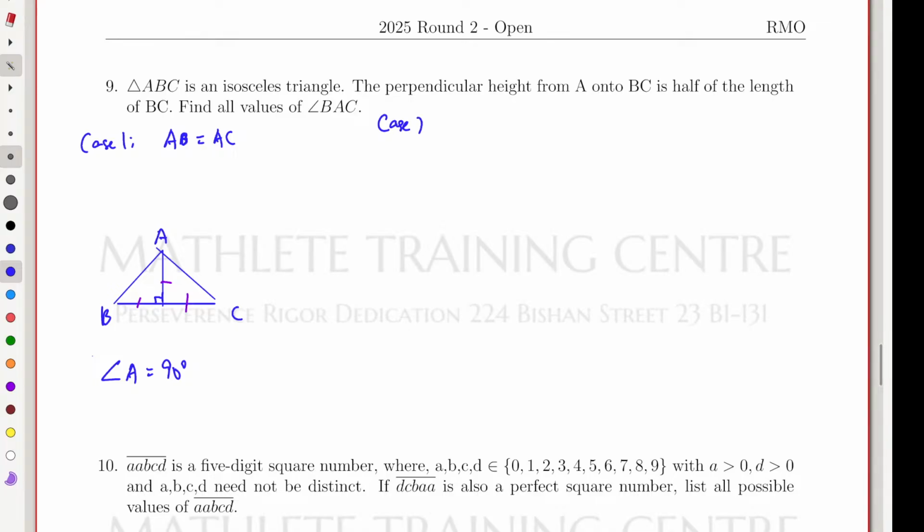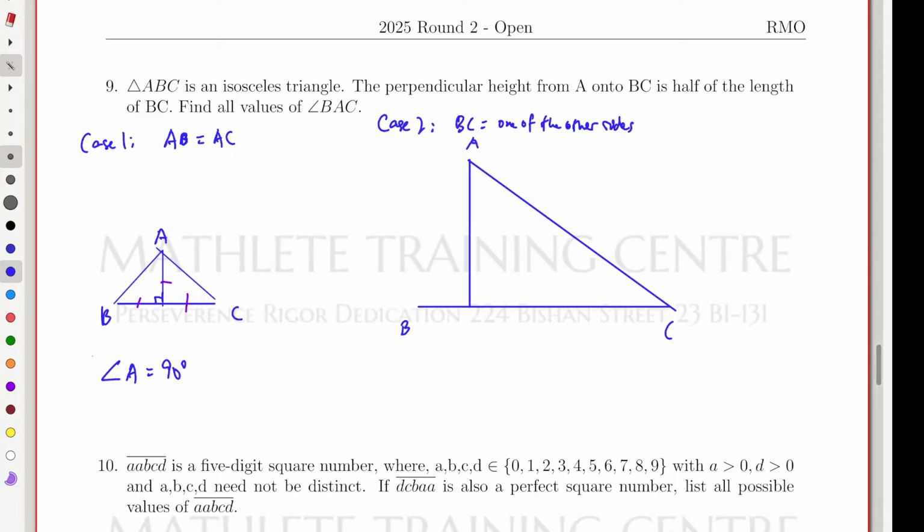Okay, case 2 will be the other two cases, which is that BC equals to one of the other sides. Now, it doesn't really matter whether BC is equals to AB or AC because it is the same as symmetry. Okay, so let's say that this is BC, right? Let's say this is BC, yeah? For BC to be the same as one of the other sides, it has to be the same length as BC, so something like that. And then in that case, your perpendicular from A is going to be half of BC, yeah? So this is what it looks like.